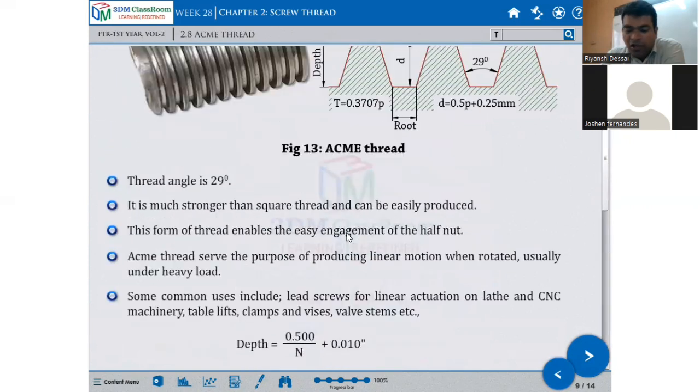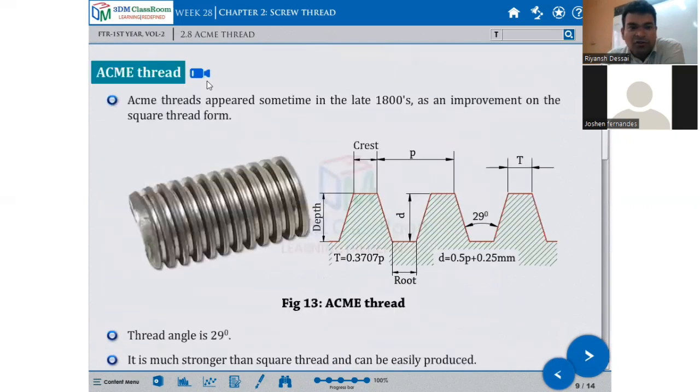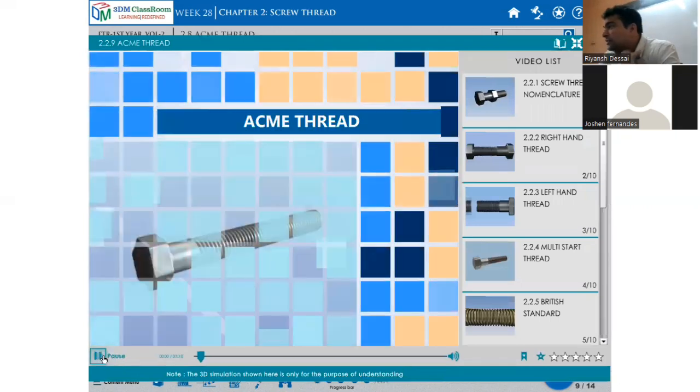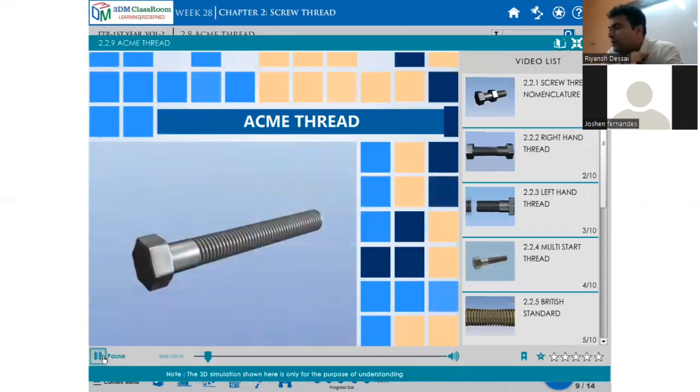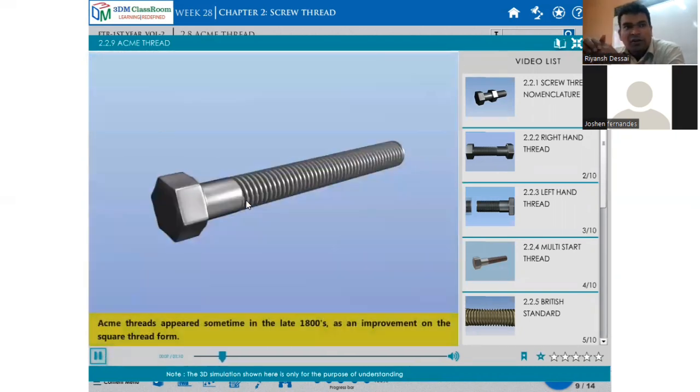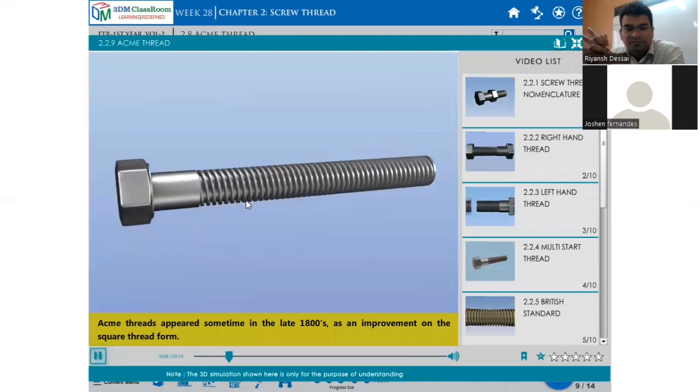So on the Acme thread, they have shown one video here, showing where Acme threads are used. This is a lead screw with the Acme thread, of the square thread.